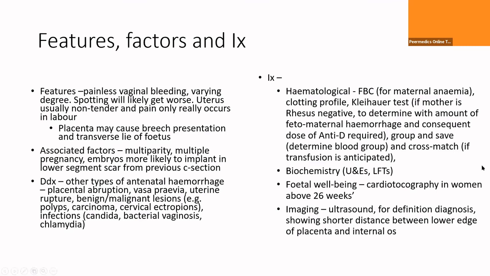And do a group and save and cross match if you're anticipating that a transfusion might be needed or a massive bleed is imminent. Do biochemistry, so take a look at UNEs and LFTs. Keep an eye on fetal well-being, so you can do cardiotocography if women are beyond 26 weeks, and do imaging. So ultrasound is your definitive diagnosis, and it'll show a short distance between the lower edge of the placenta and the internal os, because the placenta is most likely to be covering it.